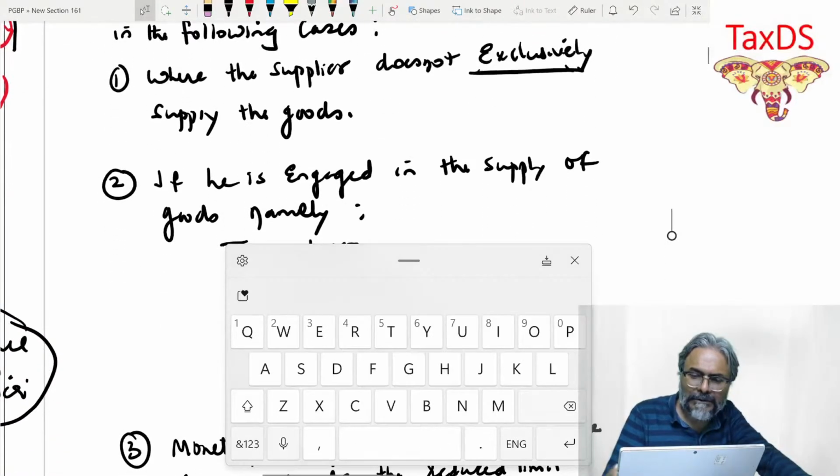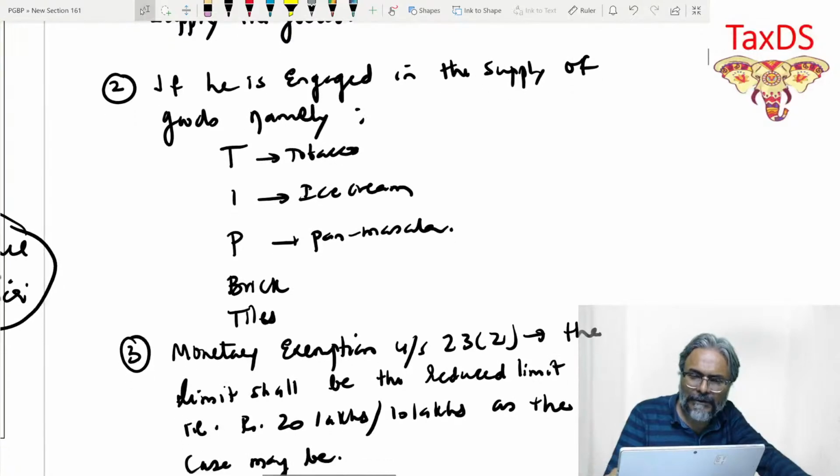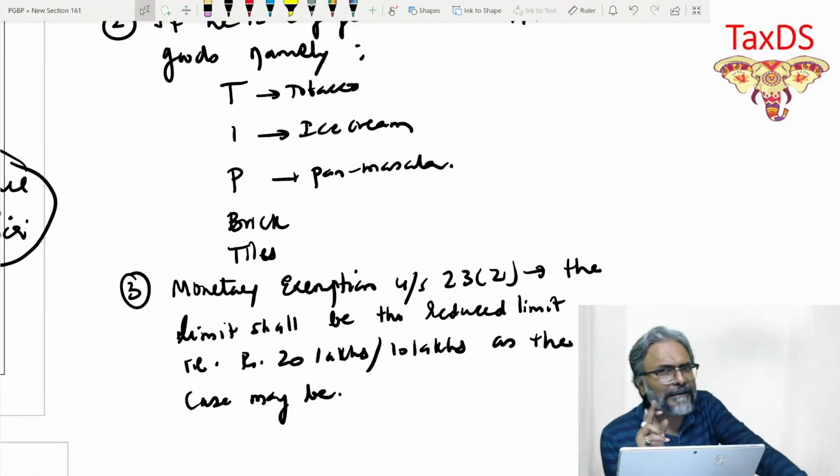The second one, students, is about the fact that if he is engaged in the supply of goods, namely tobacco, ice cream, and pan masala, and the other bricks and tiles. So that is also the category. And the third one, students, I told you that there are exemptions which are being given under 23(2).